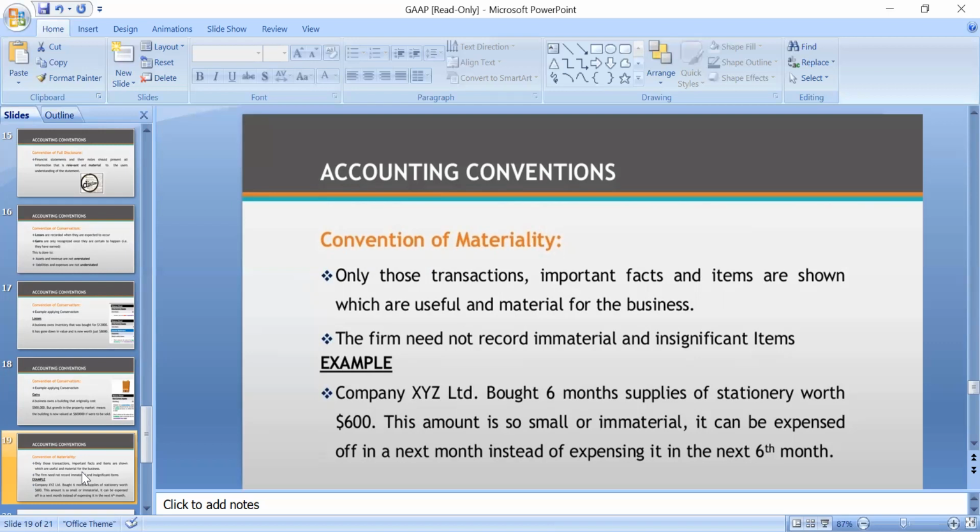Only those transactions, important facts and items are shown which are useful and material for the business. The firm need not record immaterial and insignificant items. Example: company XYZ Limited bought 6 months supplies of stationery worth $600. This amount is so small or immaterial that it can be expensed in the next month instead of expensing it over the next 6 months.